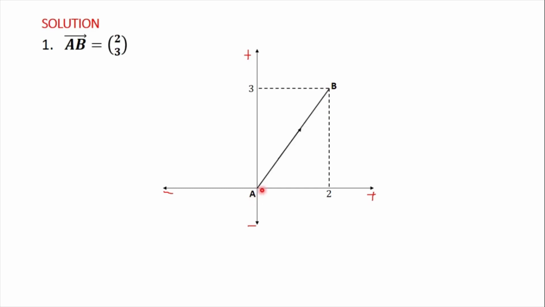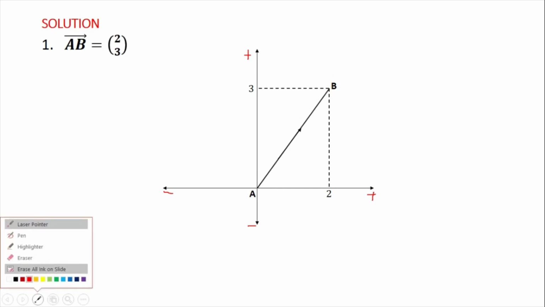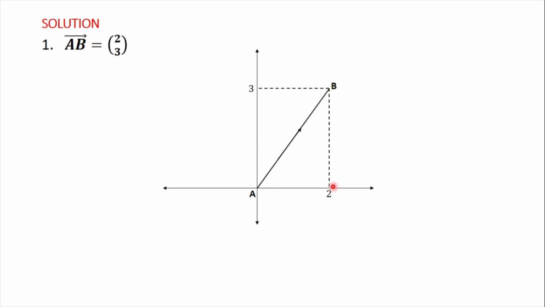Now we can draw our arrow from A to B. So we have been able to represent this vector on the diagram. Vector AB means that if you want to move from A to B, you move 2 steps to your right, then 3 steps upwards. You get to this point, then 3 steps upwards, and that is point B. So this is the vector AB, and we have been able to represent it on this diagram.